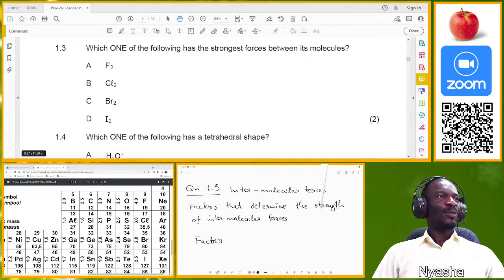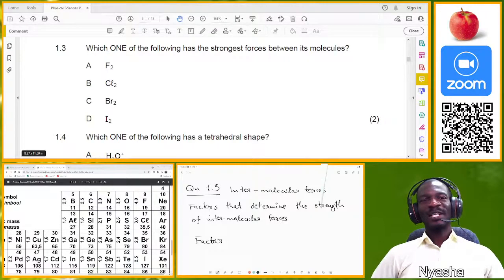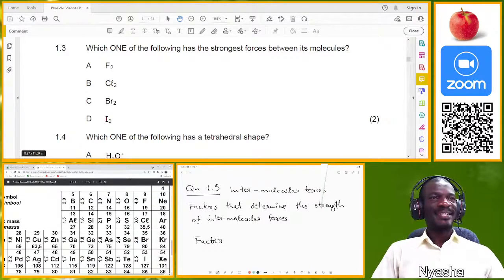Are all in one group. So the question is, what are the factors that affect or determine the intermolecular forces, so that we can compare them down this trend?